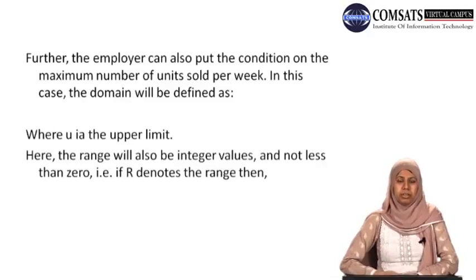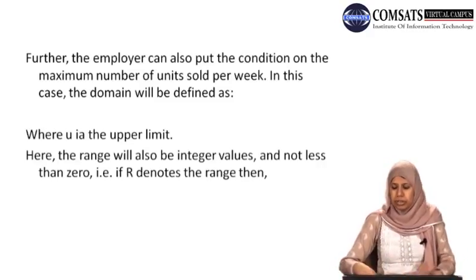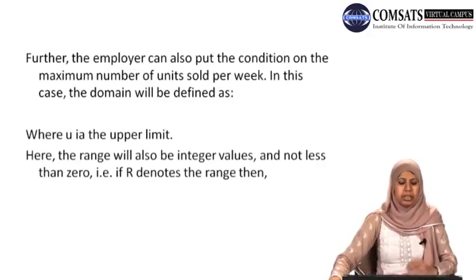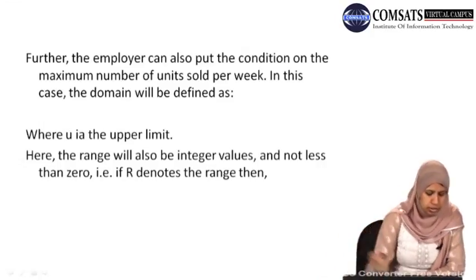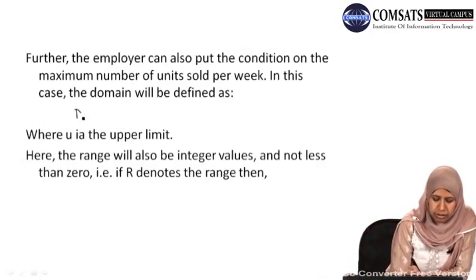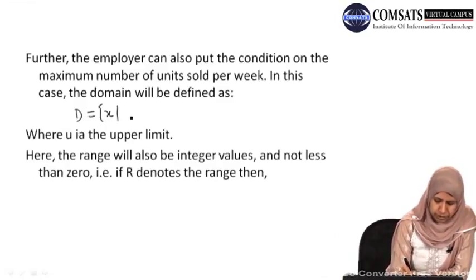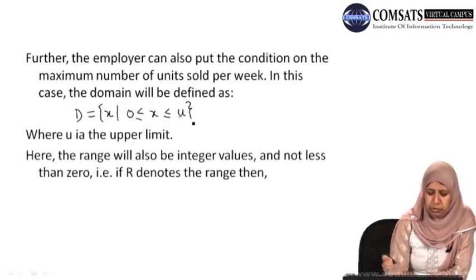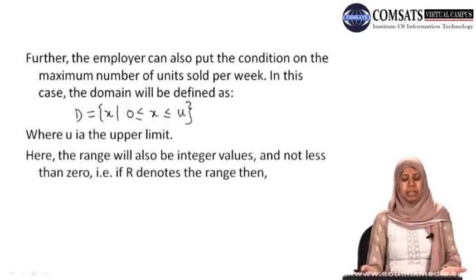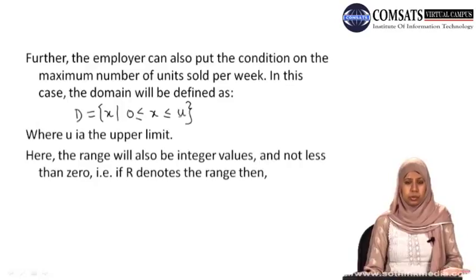Now, if, for example, the employer also puts an extra condition on the maximum number of units sold per week, that the minimum is 0, we know, but the maximum is that you cannot sell more than 10 units in 1 week, then in this case the domain will be defined as D equals x such that 0 is less than or equal to x is less than or equal to u, where u is the upper limit or the maximum number of units sold per week.